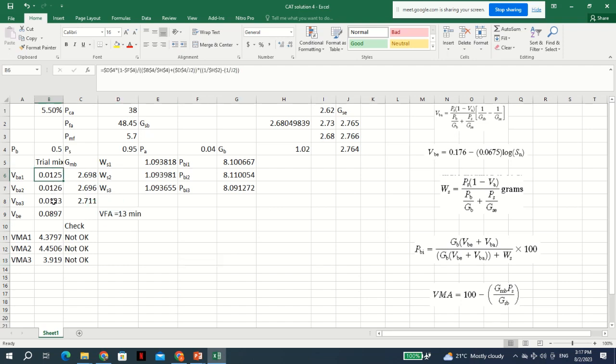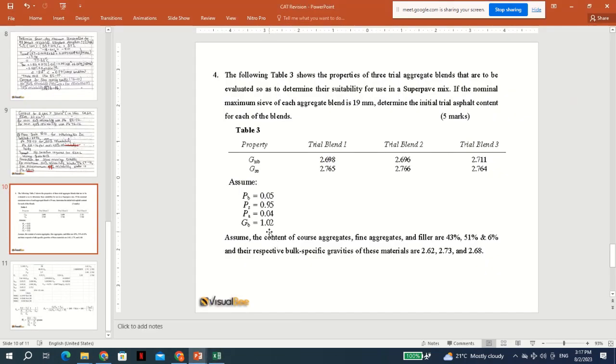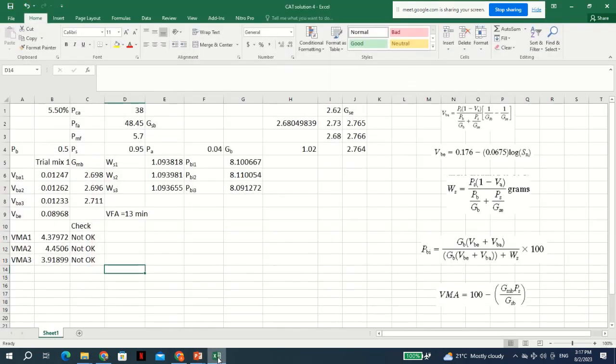Okay, so these are the, so first you need to choose a range of the asphalt content that you need. I don't seem to understand what I was doing here. Have I used that anywhere? 0.95, okay.